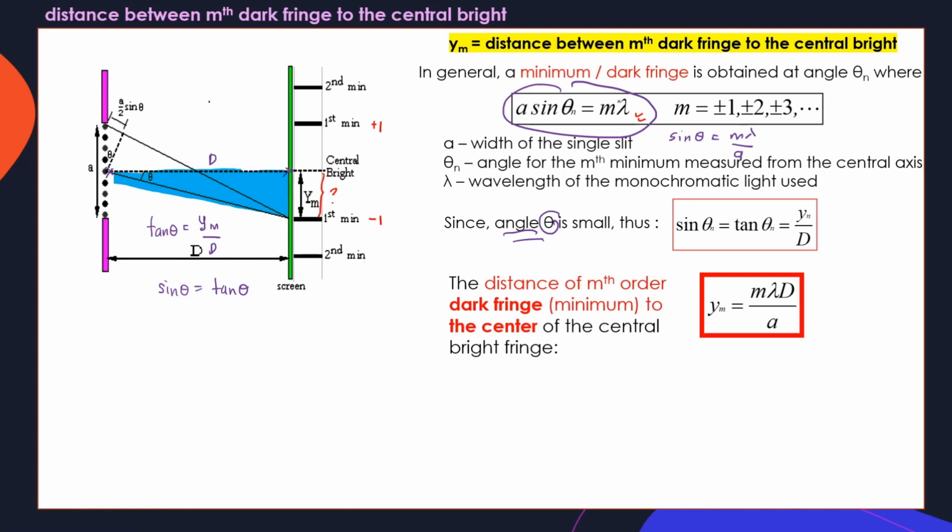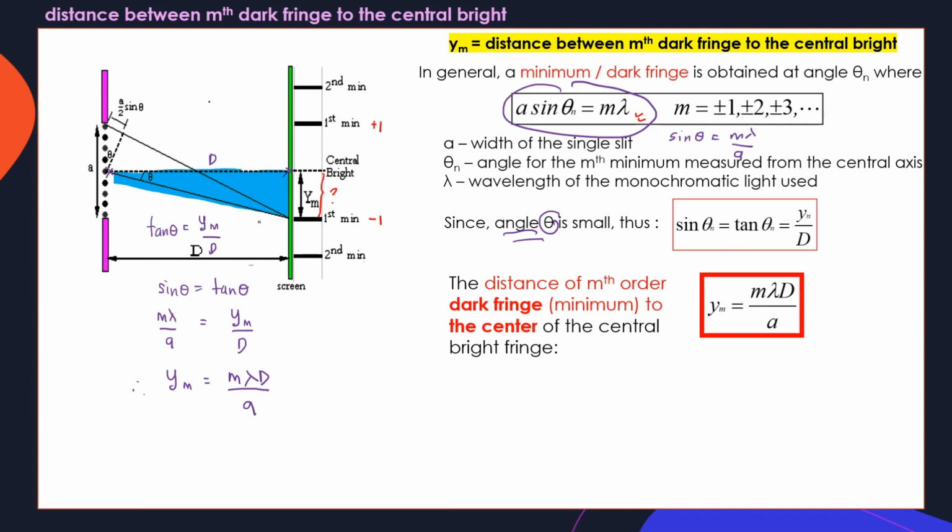Okay, so sine theta is equal to m lambda over a. Since sine theta is approximately equal to tangent theta, sine theta is equal to m lambda over a, while tangent theta is y_m over capital D. Therefore, we can rearrange this equation: y_m is equal to m lambda D over a.